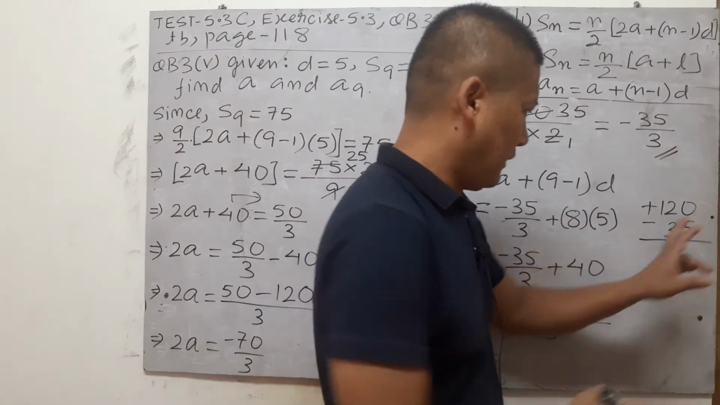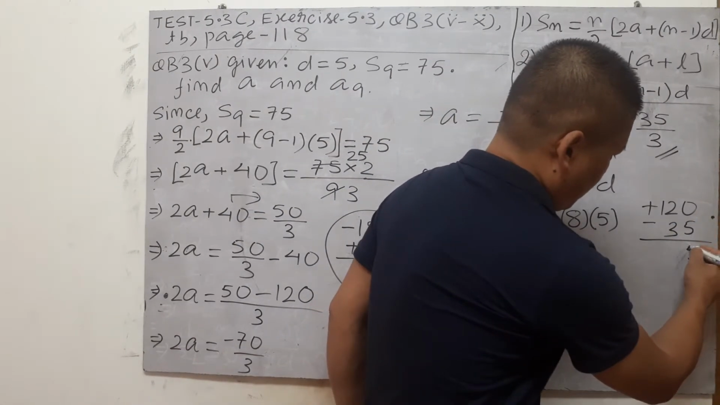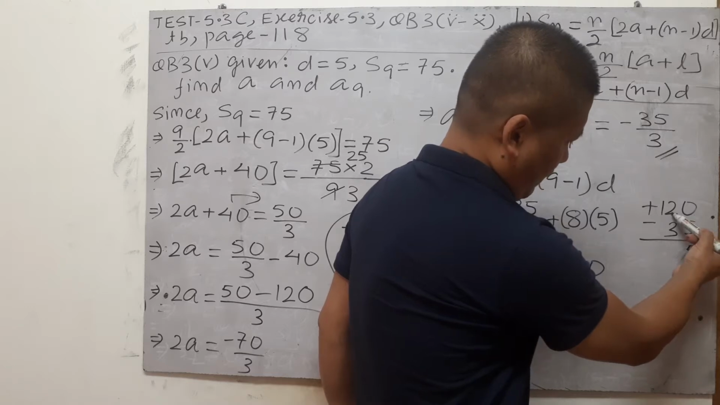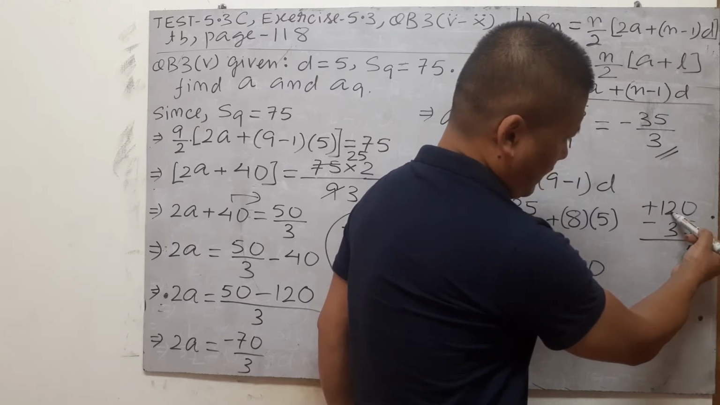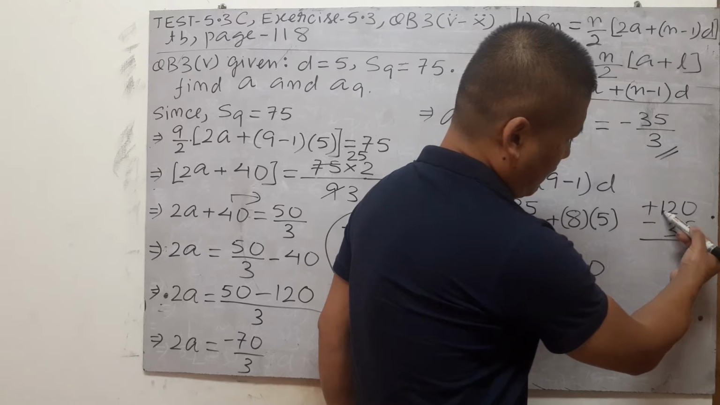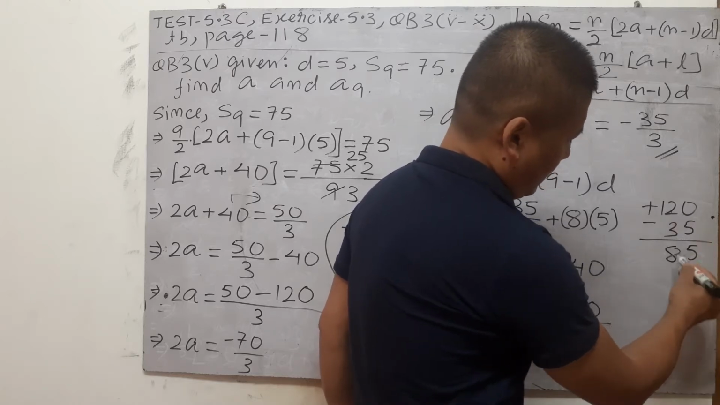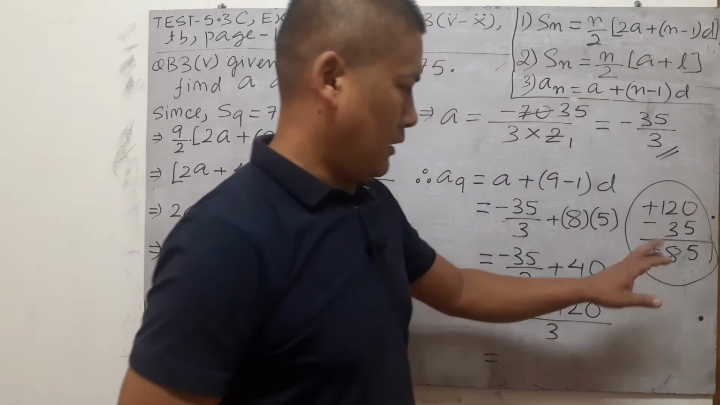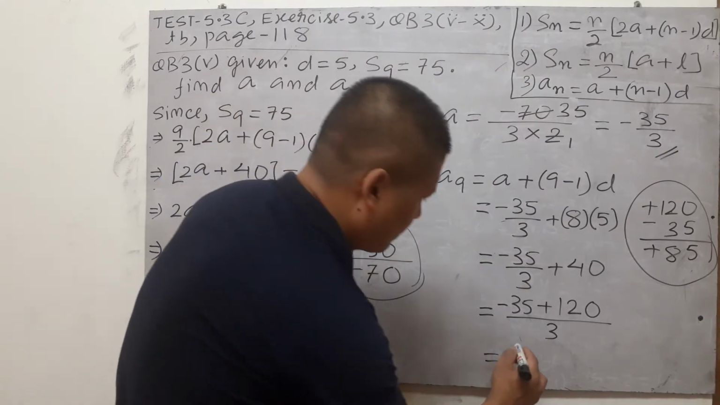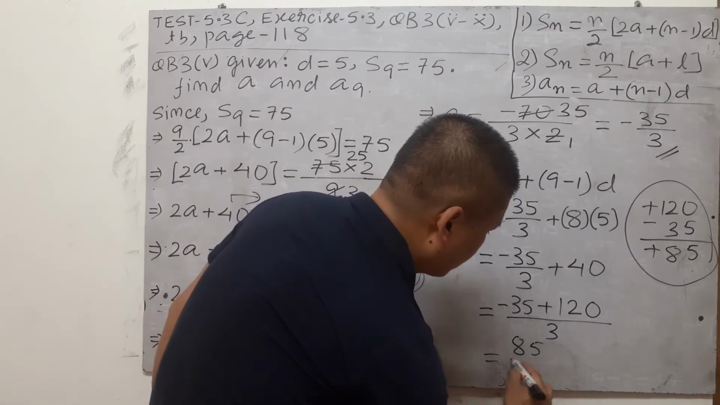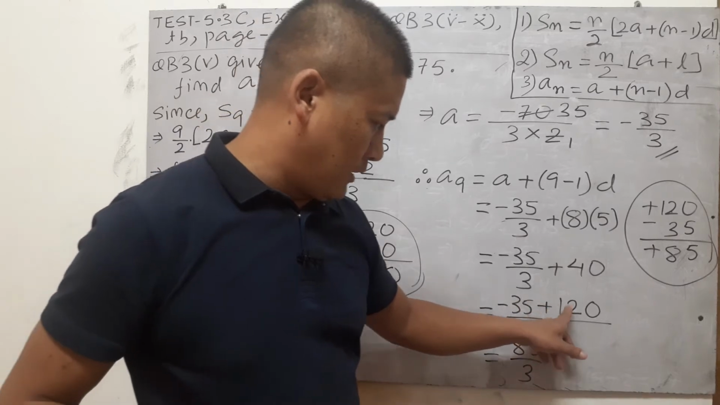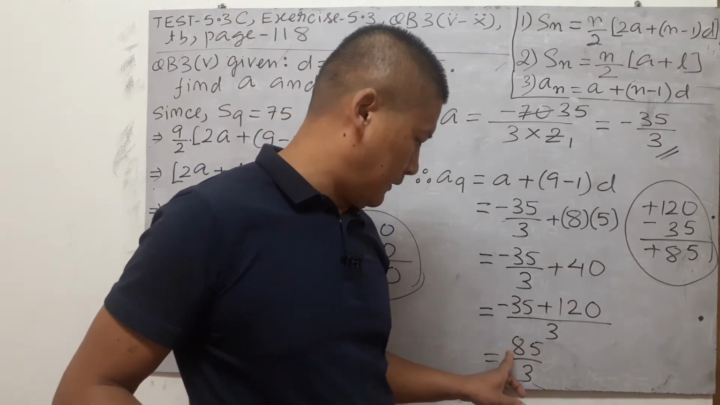So 10 minus 5 is 5. In order to make 10 here, we borrowed 1 from 2, so only 1 left. Again, 1 is less than 3, so borrow 1 from here to make it 11. 11 minus 3 is 8, and bigger absolute value is plus, so this 85 will also have plus sign, so plus 85 divided by 3. In other words, minus 35 plus 120 is plus 85, right?